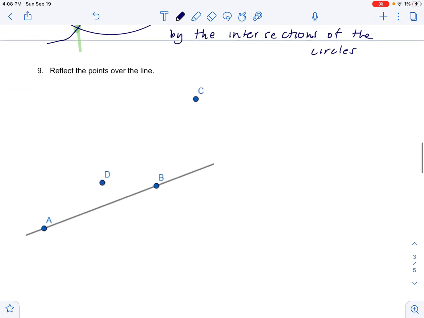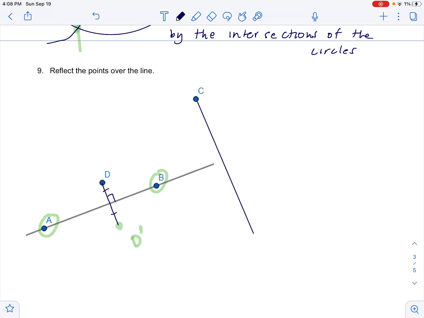Okay, number 9, reflect the points over the line. A couple of things I want to point out here. Points A and B are on the line, and when we reflect them, they stay where they are. Let's look at point D. When I reflect point D, what I'm thinking about is that if I join D and its reflected image, which is called D prime, the reflecting line is a perpendicular bisector. Let's do it for C as well.